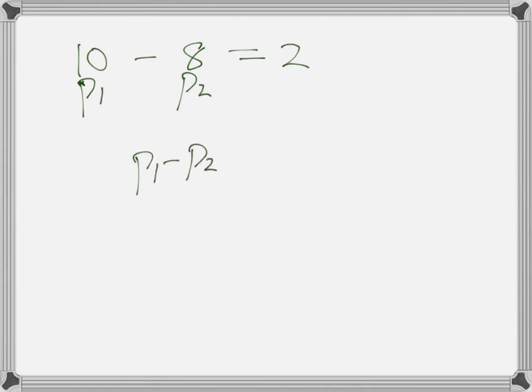Think about this with me, guys. What if I say, hey, I'm thinking of a number, okay? 10 and the other number's 8. What's the difference between those numbers? It's going to be 2, right? So let's call this one P1 and this one P2. If I said P1 minus P2, the difference, is 2, that means these numbers are different from each other by 2.